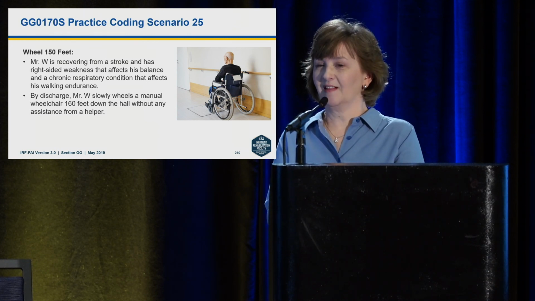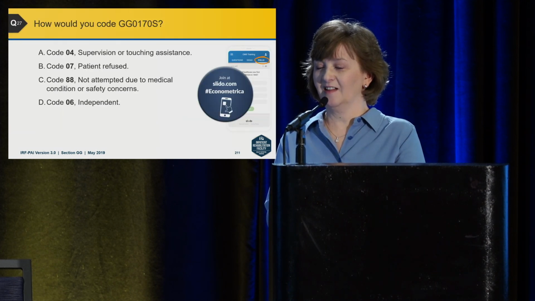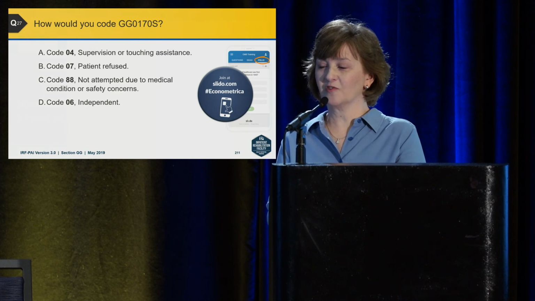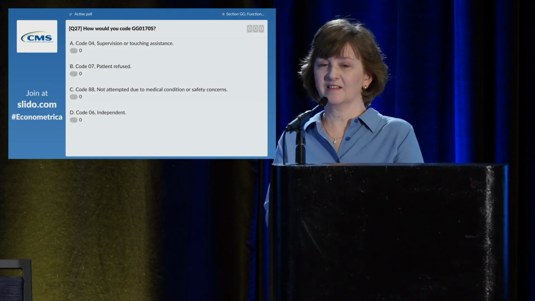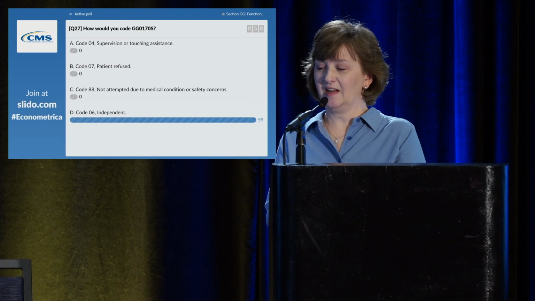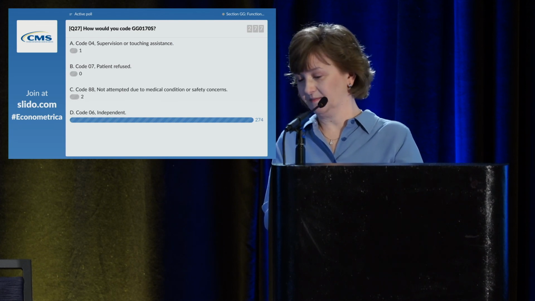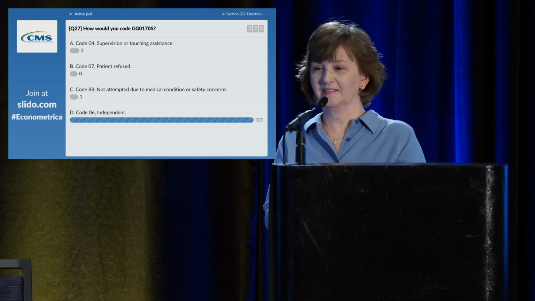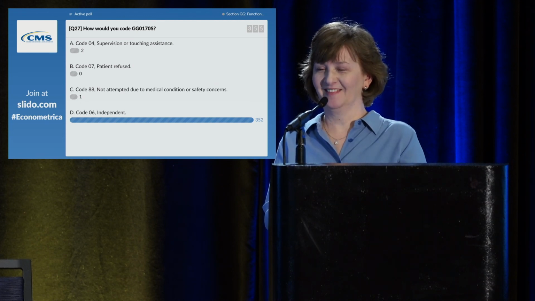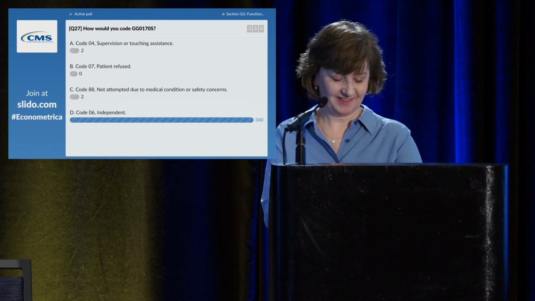So if you could pull out Slido, you can go ahead and code this scenario number 25. The options are 04, supervision or touching assistance, 7, patient refused, 88, not attempted due to medical condition or safety concerns, 06, independent. Okay, I will give you a few more seconds. It's very slow. Sorry. Okay, I will give you a few more seconds.